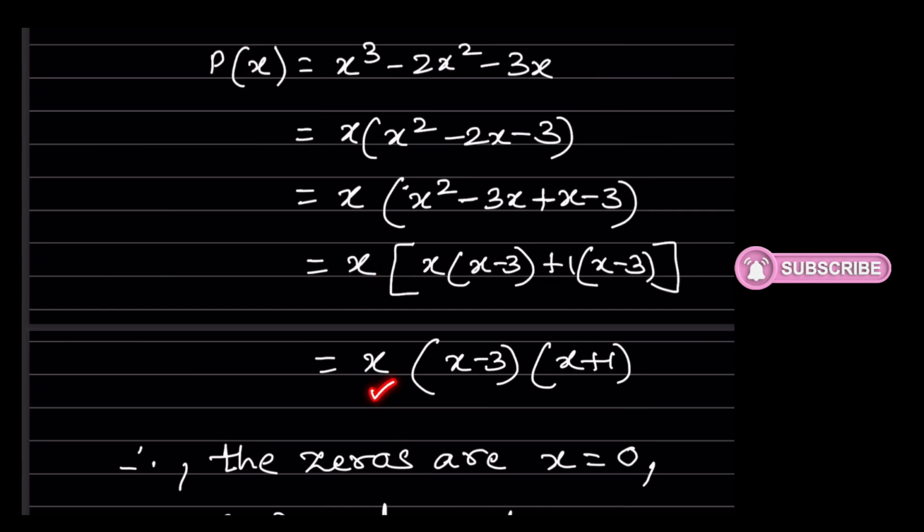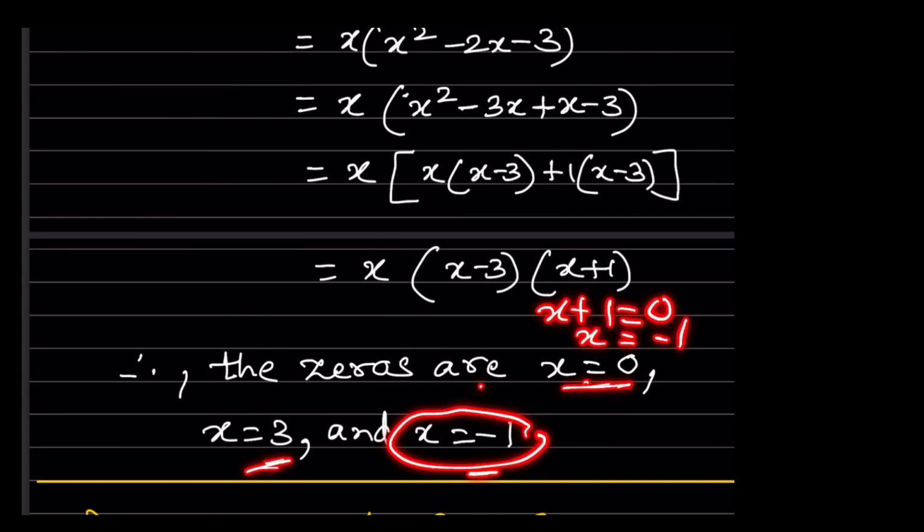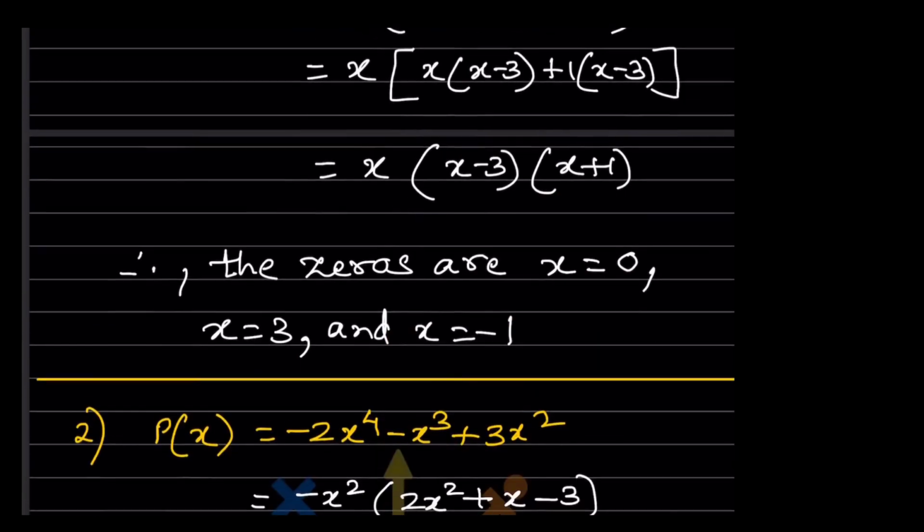Now since these are both the same, you are going to write it only once, that will be x minus 3 and this will be x plus 1. Now for this one you can write x is 0. For this one, x minus 3 is 0 means x is going to be 3. And here x plus 1 is 0 means x is going to be minus 1. The zeros are x is 0, x is 3 and x is minus 1. They have asked what the zeros are.